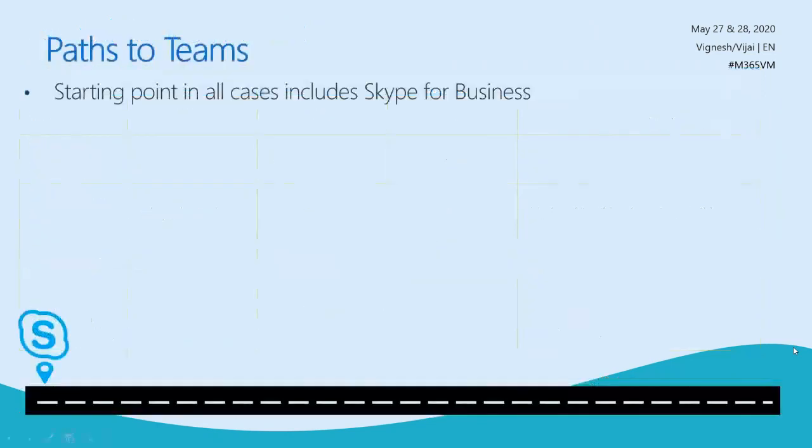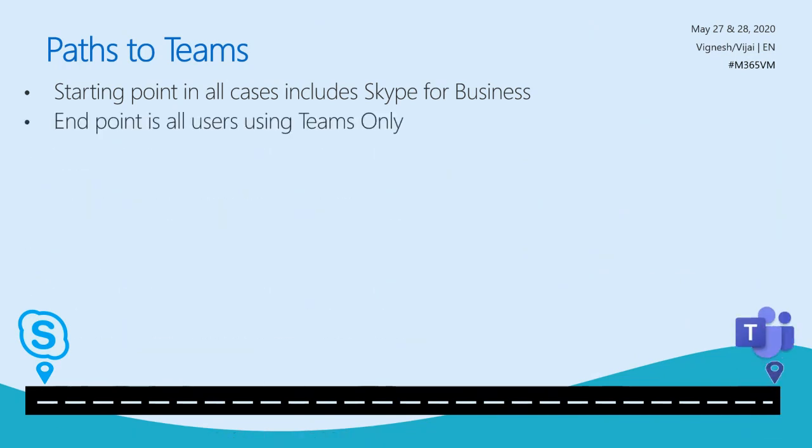Okay, thank you. So let's see how we can define the path to Microsoft Teams. Here what we are going to discuss is that the starting point is Skype for Business. We are not going to consider any other products or any other things over here. We are just going to consider only Skype for Business as a starting point, and how we can move Skype for Business to Microsoft Teams. As we know, the endpoint is always moving all the users to Teams only.